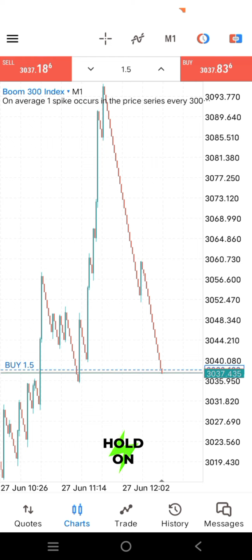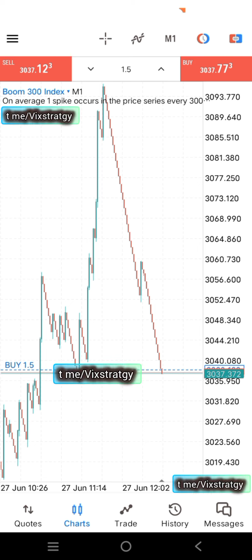So the market is going selling downward. We are holding our trade for spike as we received boom 300 signal. So this is how we trade using this indicator signals.